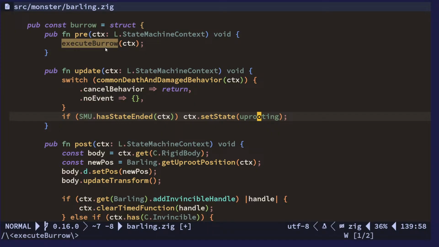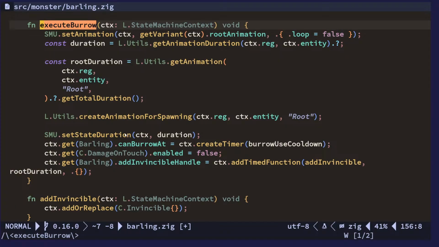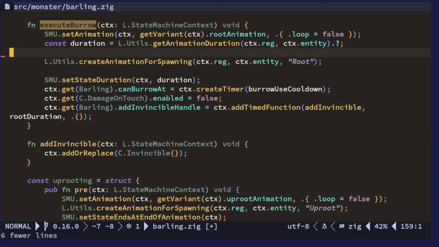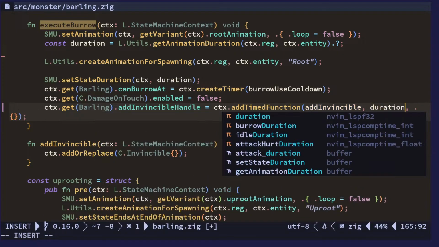Because what I would expect is the burrow to take a little bit longer. Like they burrow into the ground and then it's like keeping there for some time, and then uproot. Like right now it's happening immediately. So I think that this is wrong here. Also, we still don't really need this. So I see what's going on.